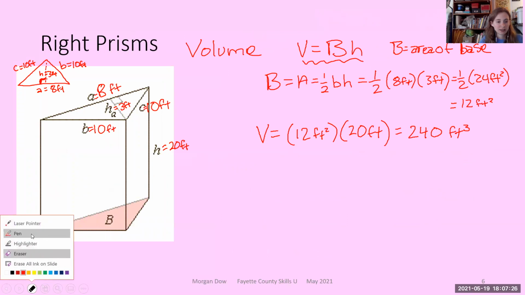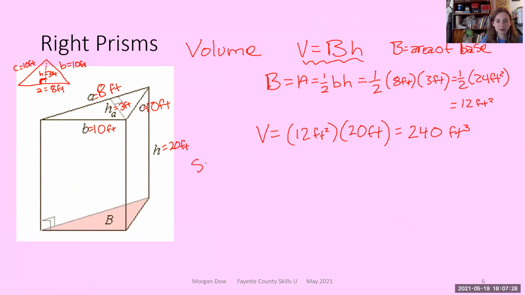Okay, so next let's calculate the surface area of this prism. So surface area of a right prism, the formula that we see on our formula sheet is SA, surface area, is PH plus 2 capital B.